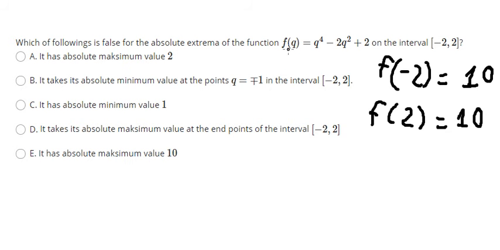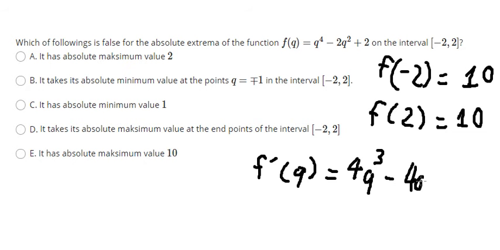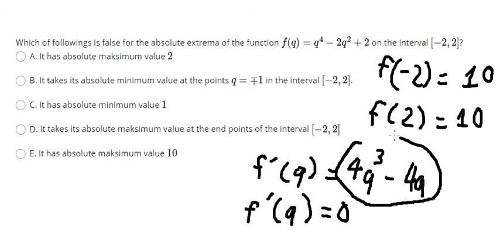Next, we need to find the derivative of the function first, because we want to find the critical points. So that should be 4q to the power of 3 minus 4q. Then we set the derivative of the function equal to 0, so this equation here equals 0.